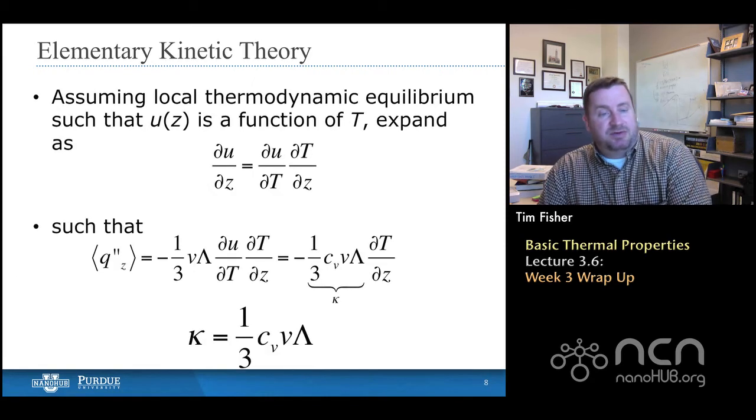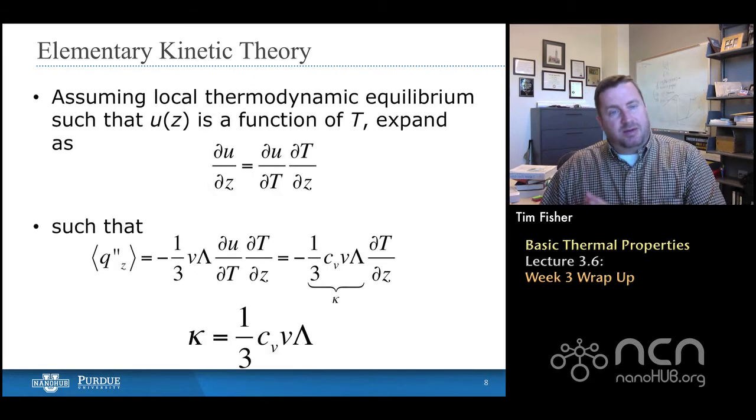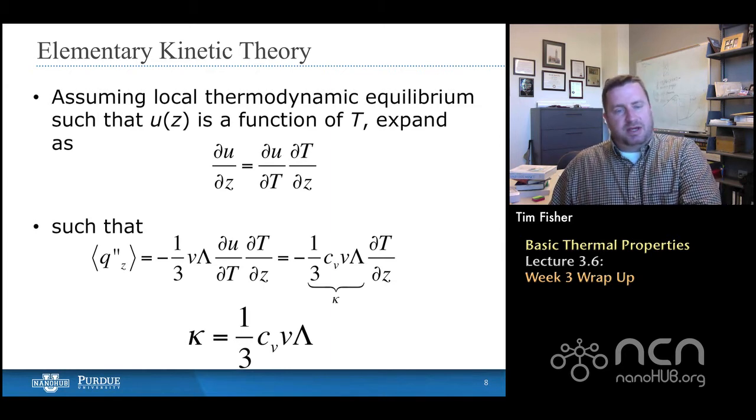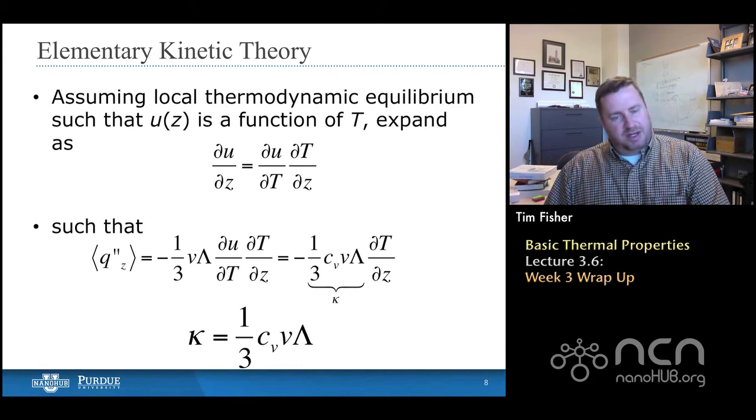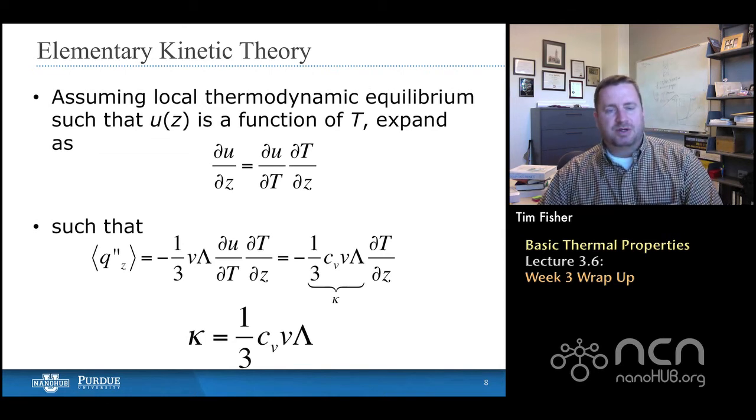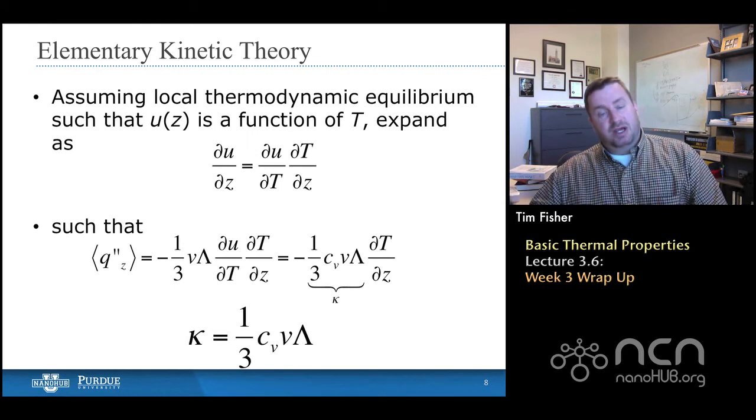So once we had the specific heat derived, we took a step back and said, let's think about the carriers generically as particles. And we assumed local thermodynamic equilibrium, where we had a field of internal energy or internal energy density. That means a field, meaning that it changes in this case in a particular direction. So we took the derivative of that internal energy field with respect to z. We used the chain rule to express it not as a derivative in space, but rather a temperature derivative.